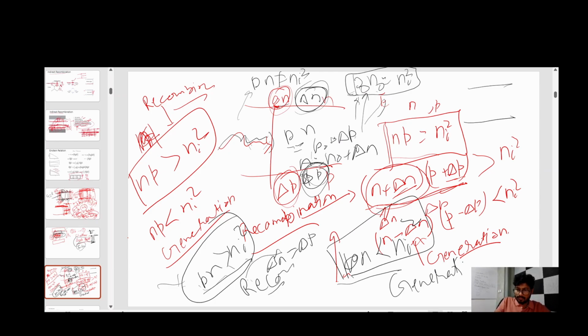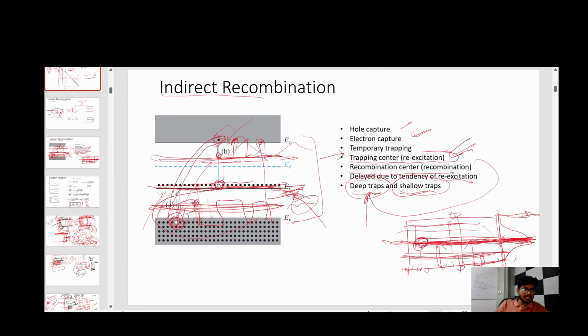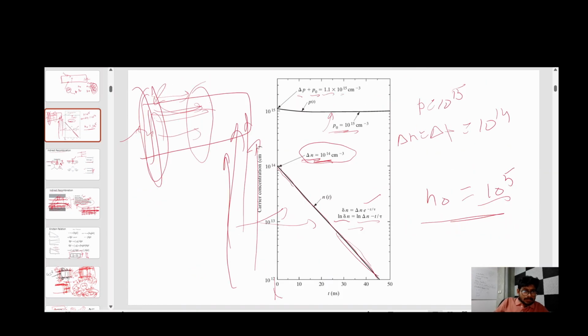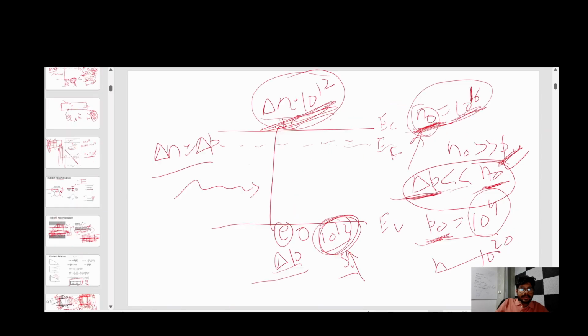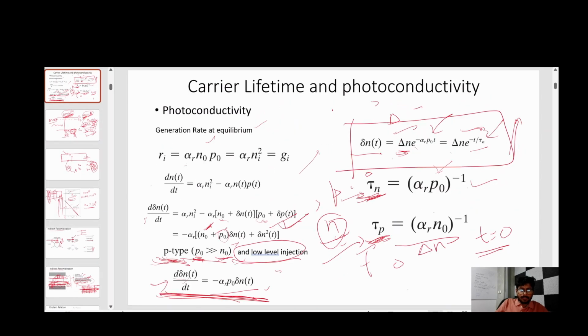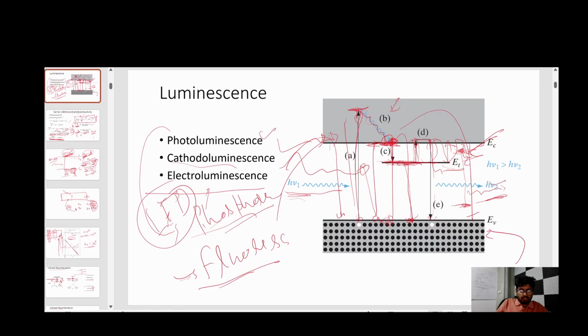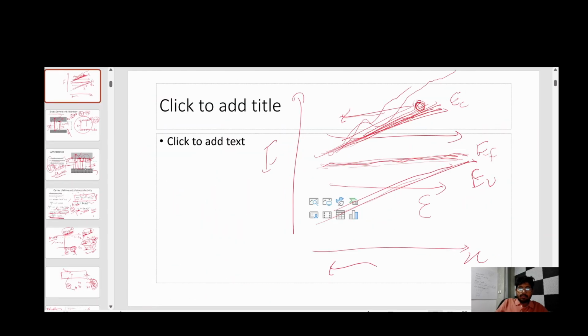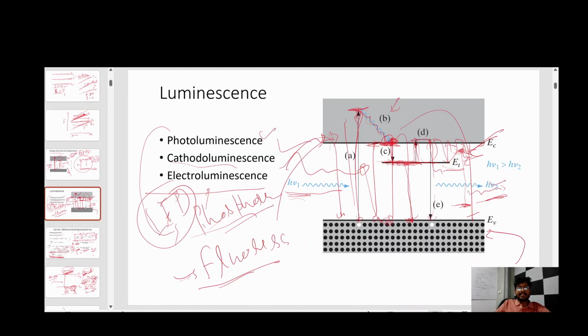This is the condition. I think I have added the formula as well for that. Not in this one, but maybe in the later slides I have added the formula.